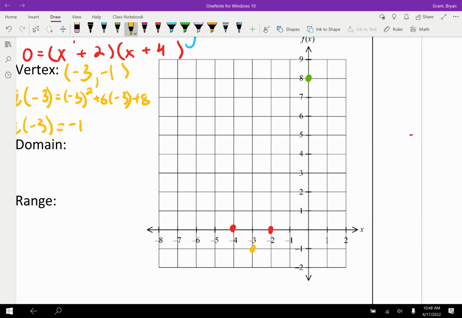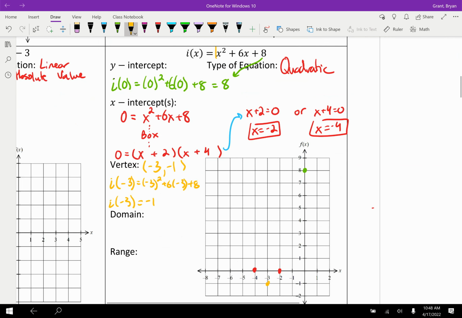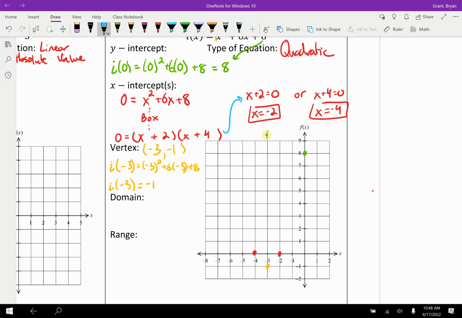Just make sure that the shortcuts work each time. If you're not sure if they work, ask your teacher. All right, last but not least, we need to look at that a value, which we already said is 1. That only gives us an up 1 over 1, but as we'll touch on in just a second, I think there's an axis of symmetry that always runs through the vertex, doesn't it?